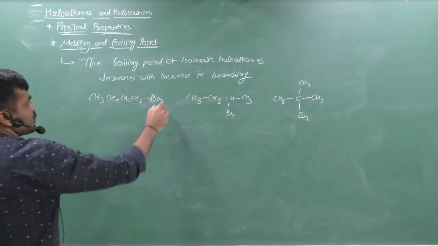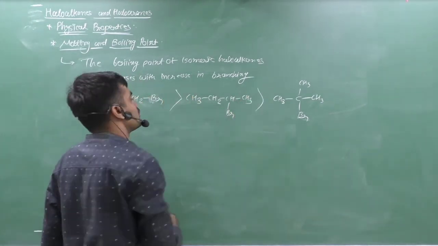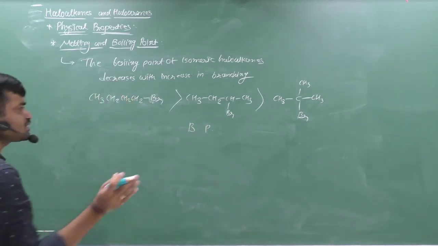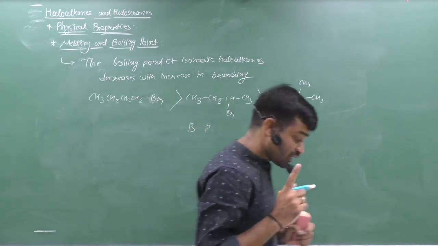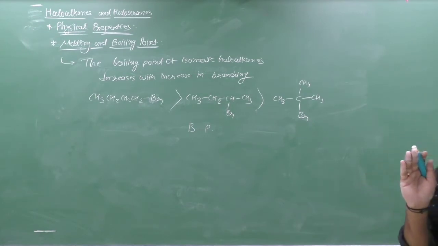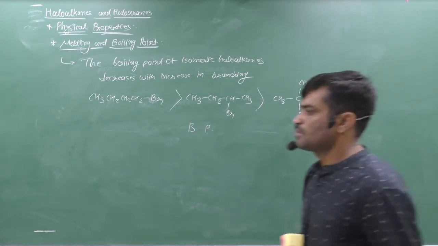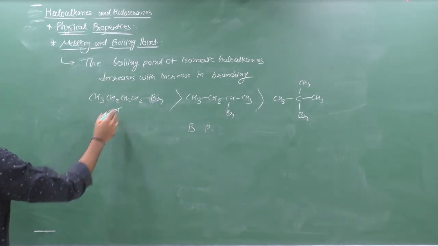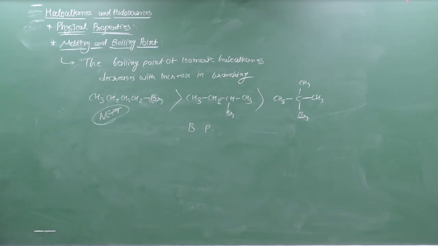Clear? If you compare the boiling points of these molecules, the boiling points decrease. If branching increases, intermolecular attraction force decreases and boiling point decreases. Remember that. A question was asked in NEET last year from this portion also. Clear? So it is very important. Branching increases, boiling point decreases.